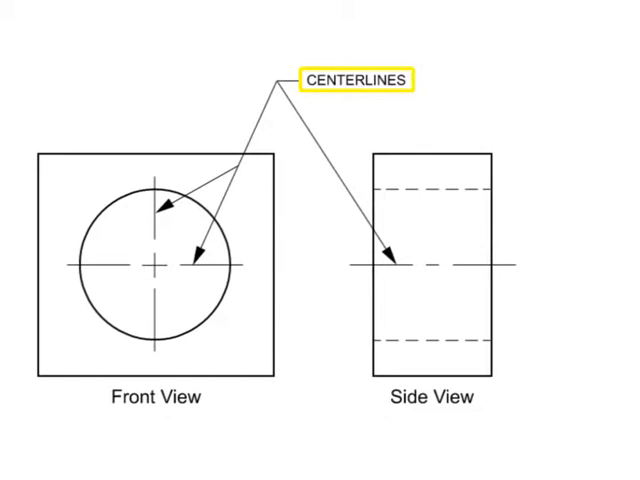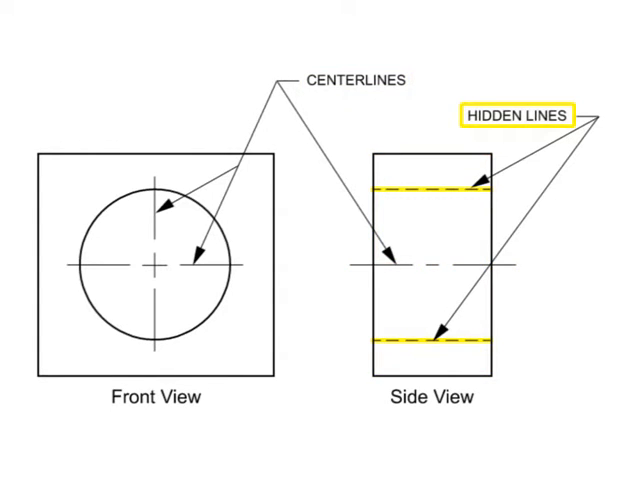Center lines are composed of long and short dashes, alternately and evenly spaced, with a long dash at each end. Very short center lines may be unbroken if there is no confusion with other lines. On a front view, center lines cross without voids. A center line can also mark the center of a hole on a side view. Hidden lines are used to show the extent the hole reaches into the part.